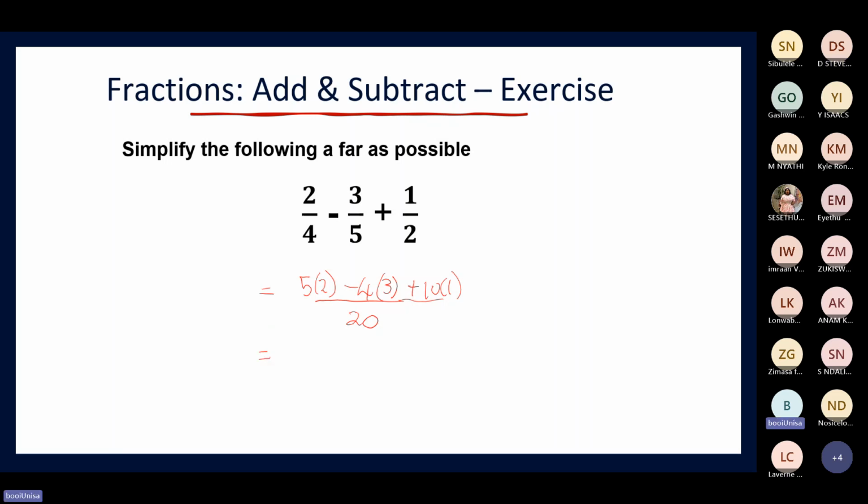5 times 2 is 10. 4 times 3 is 12, plus 10 times 1 is 10, over 20. 10 minus 12 is minus 2, plus 10 is 8 over 20. Now we need to simplify this because we know that there are numbers that can go into 4, into 8, and they can also go into 20, which is 4. 4 can go into 8. It goes into 8 2 times, and it goes into 20 5 times.